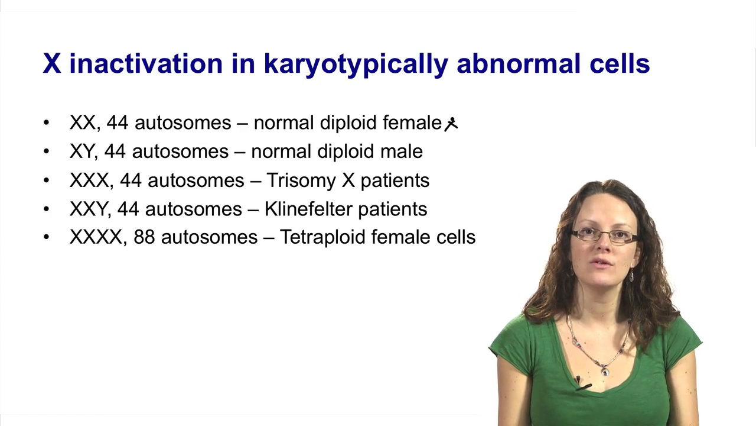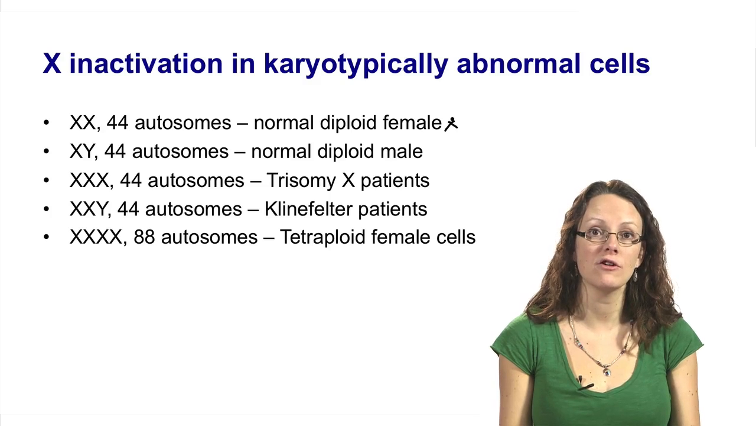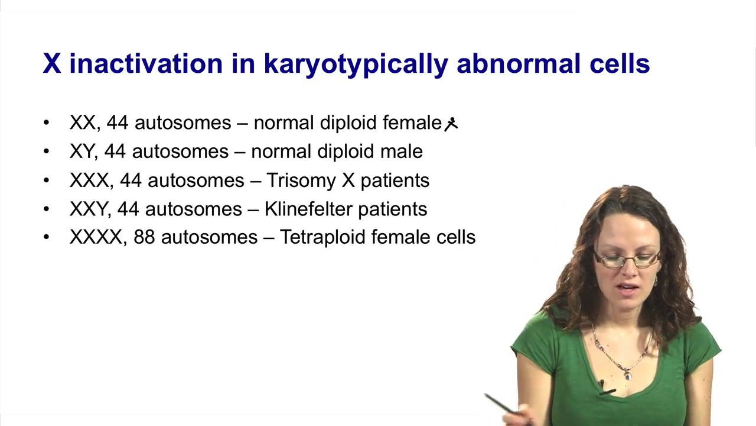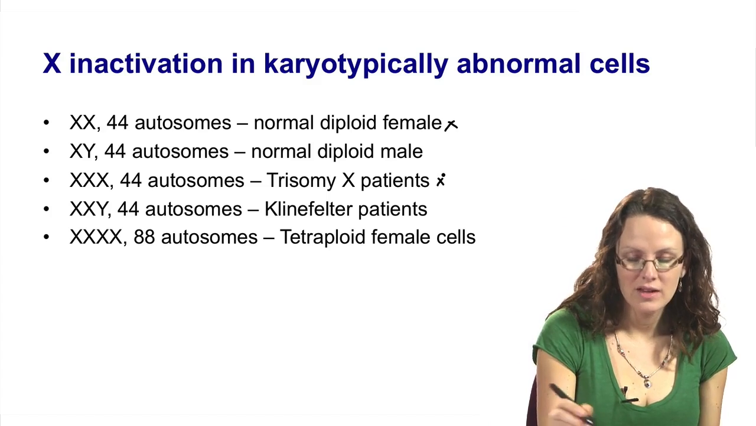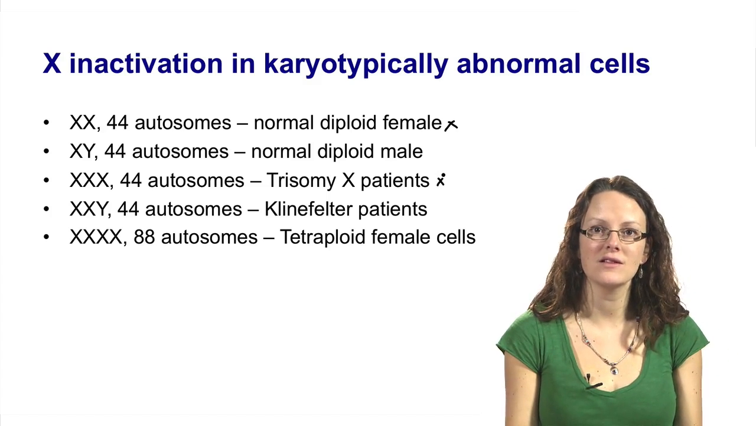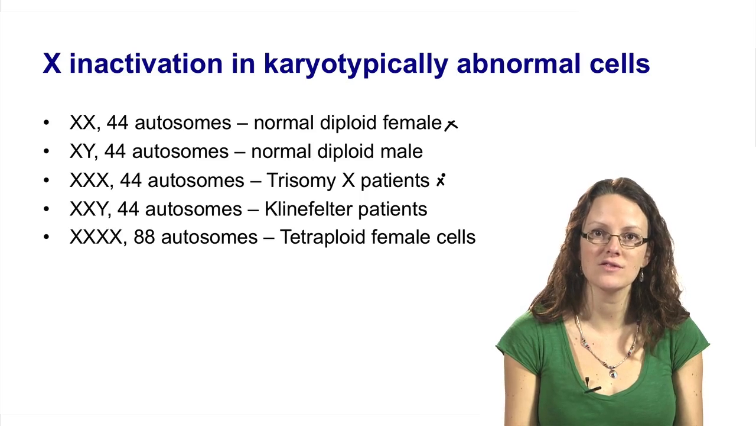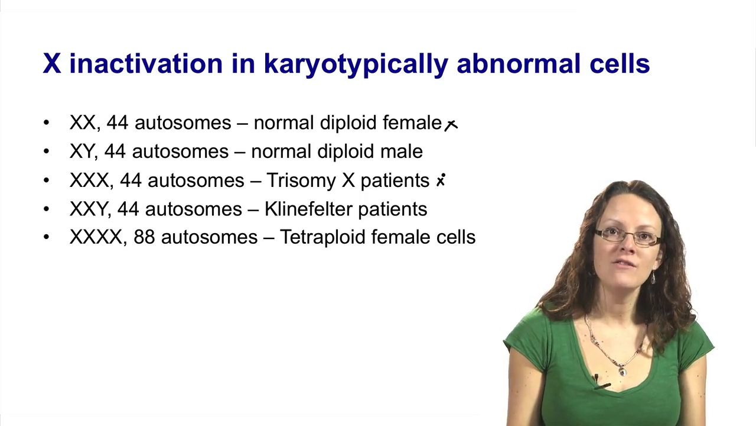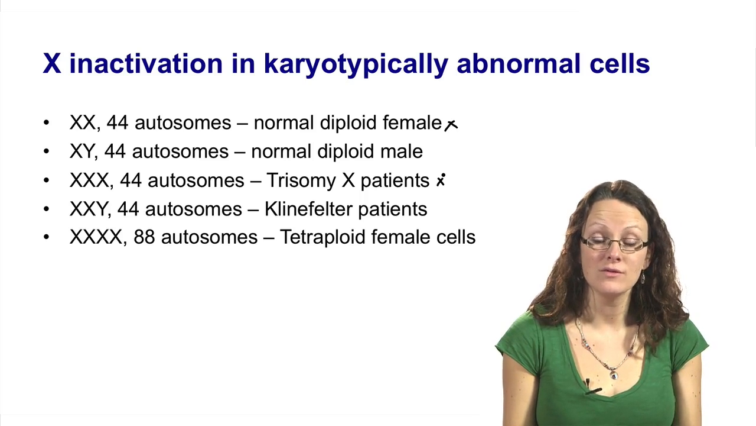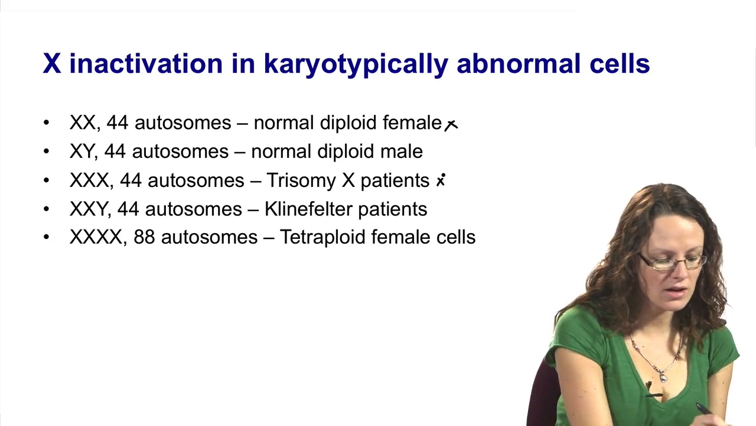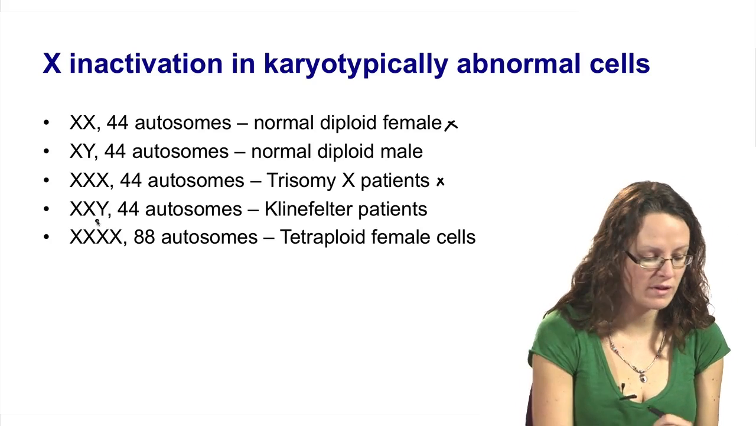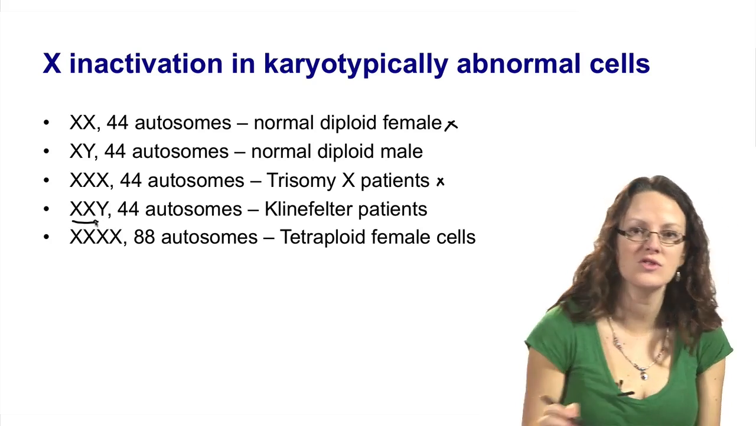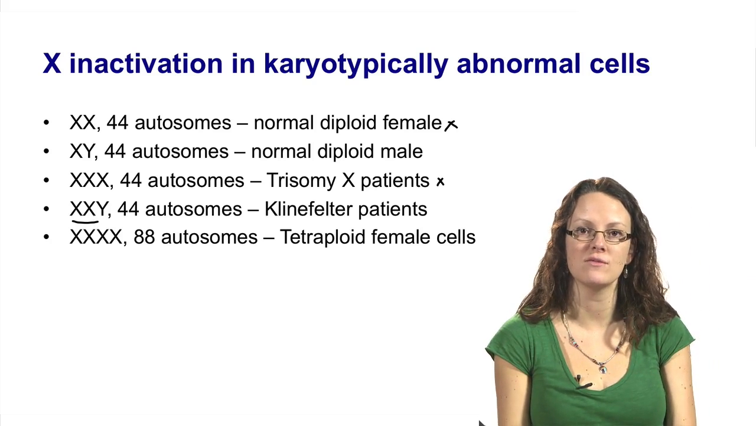We have an abnormal number of sex chromosomes, or X or Y chromosomes. So the first case is trisomy X. And then, as it sounds like, you have 3 X chromosomes. These patients have 3 X chromosomes, but still the normal number of autosomes. Klinefelter's patients, who are males, they have an X and a Y like your average male would, but they have an additional X chromosome. So 2 X chromosomes and a Y chromosome, plus their normal 44 autosomes.